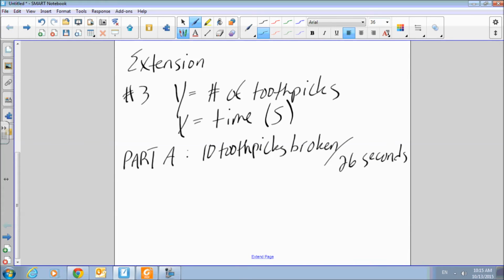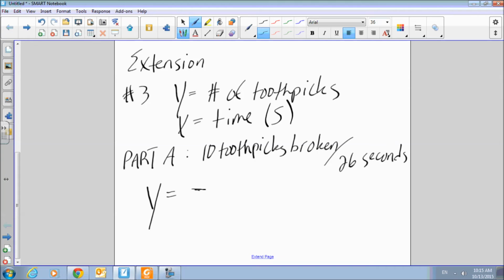So I want to find the number of toothpicks. I'm going to start with that on my left side. Y equals, if I'm breaking the toothpicks, how can I represent that in terms of x and y? If y is the number of toothpicks, if I'm breaking them or getting rid of them, I would make that value negative, right? You found that?